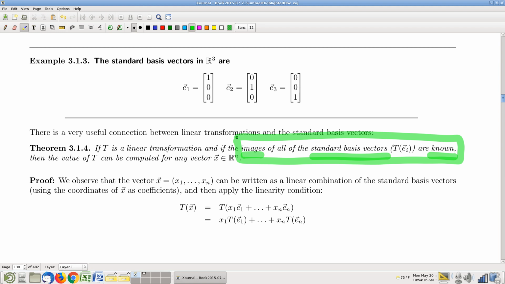I'm saying that if you tell me what the images, the outputs that is, of just that handful of standard basis vectors are, then it's like a magic trick, I can tell you anything else you want to know about that linear transformation. I can tell you its value at every other vector. It's very magic trick-like in the way this statement gets made.